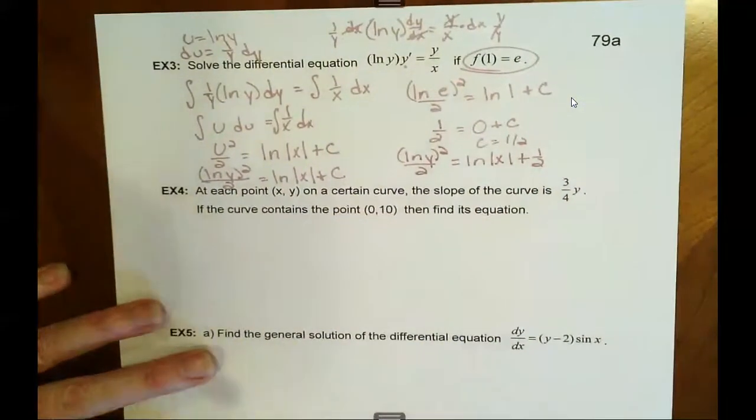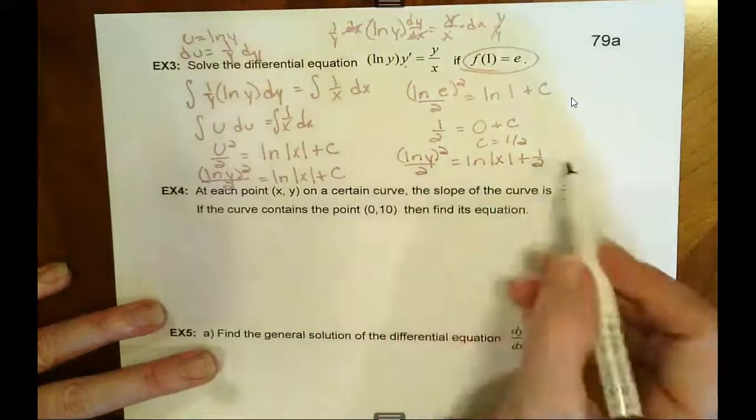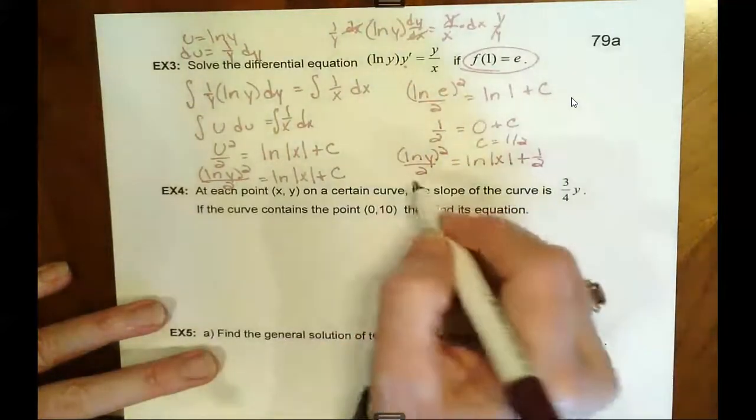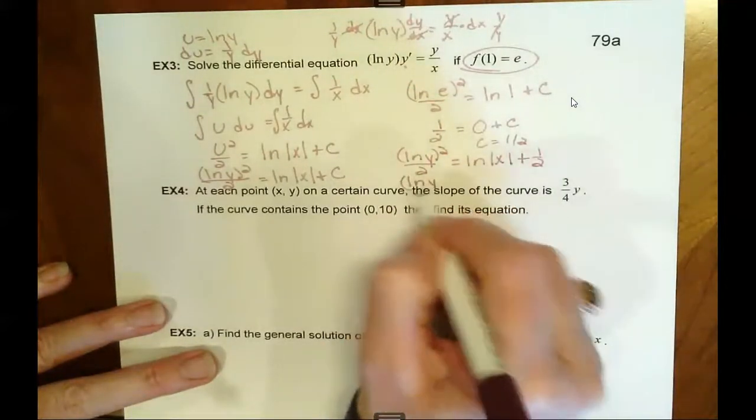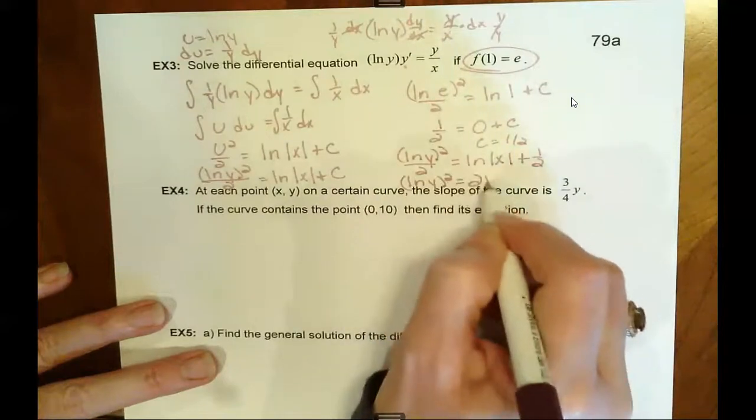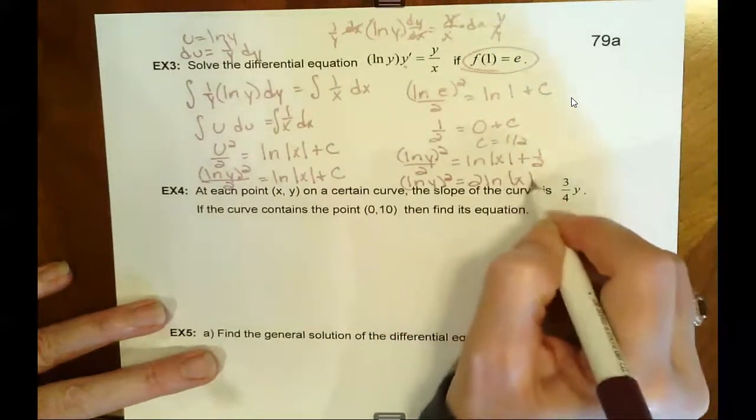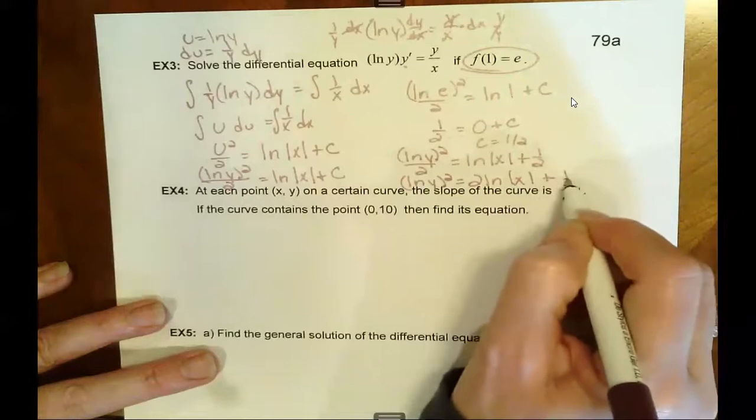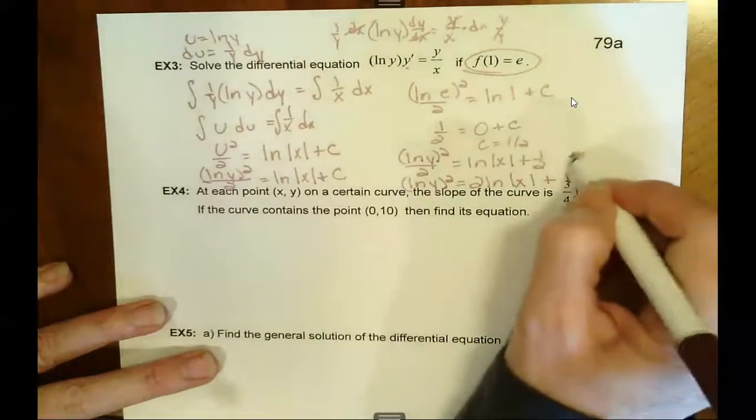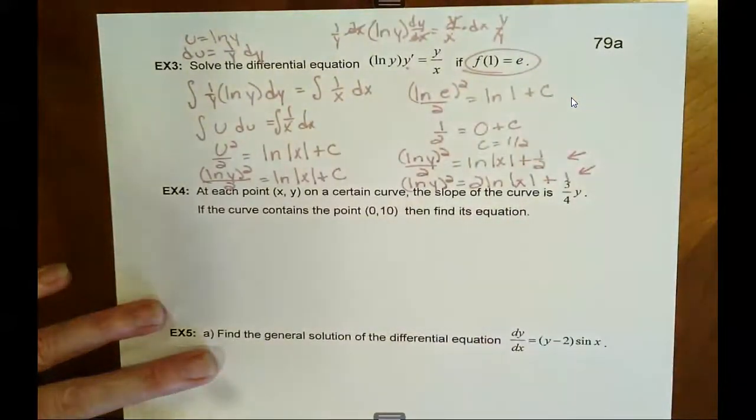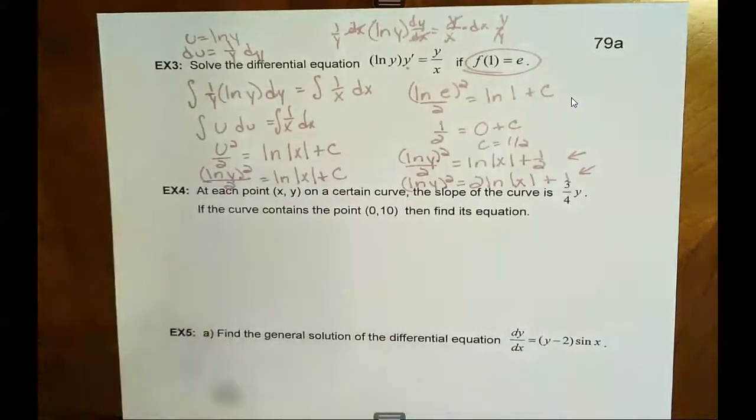And I guess if you didn't like this 2 in the denominator, you can multiply that equation through by 2 and just have ln of y squared equals 2 ln of x plus 1. Either one of those would be okay. So both forms are fine. They didn't ask us to solve for y, so that's it. That's as far as we need to go.